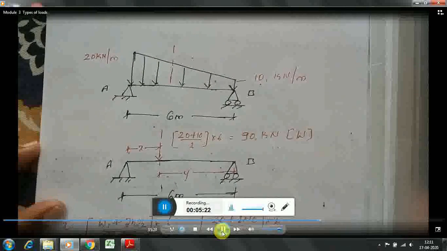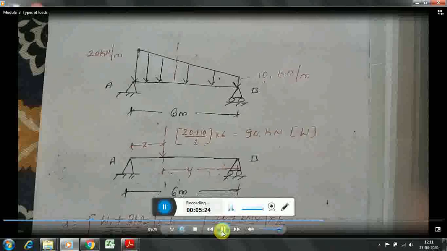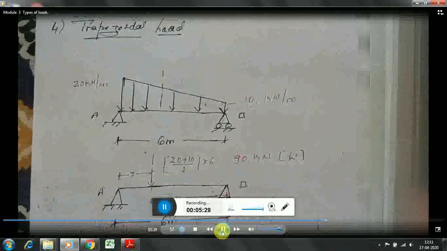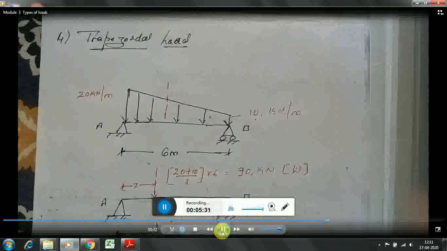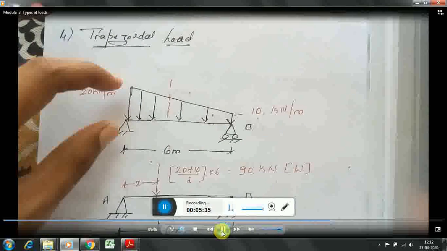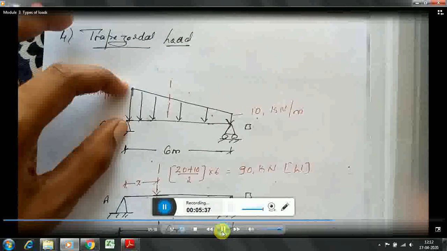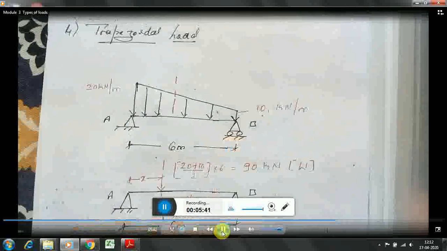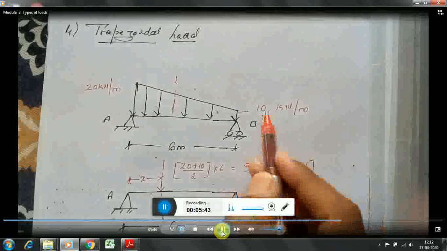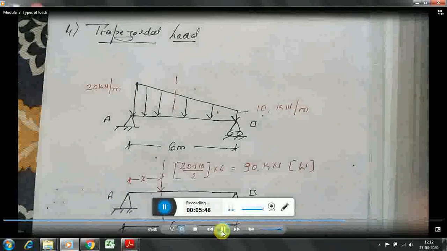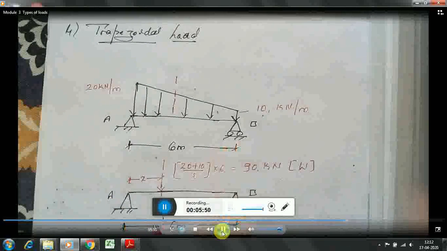Next type of load is trapezoidal load. As we can see in the diagram, it is called trapezoidal load. Here in trapezoidal load, the intensities are linearly varying, but it is not completely zero at the other end. As we can see here, it has an intensity of 10 kilonewton per meter at the right, and at the left end it is 20 kilonewton per meter, acting through a span of 6 meters.